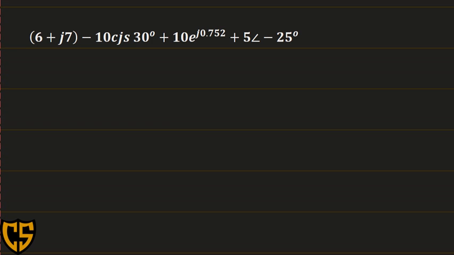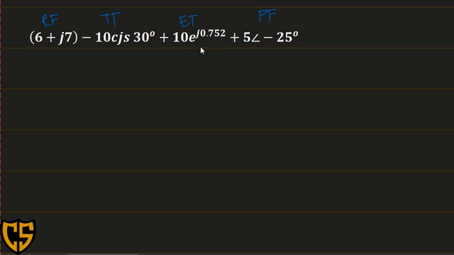So, in our problem, we have a rectangular form, so no need to convert. We have a trigonometric form, so we need to convert. We have an exponential form, do we need to convert? And we have a polar form. So we need to convert all of them into the rectangular form. What we need to find first is the exponential form, convert it into a certain angle.